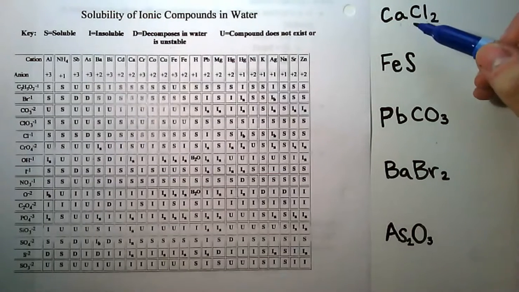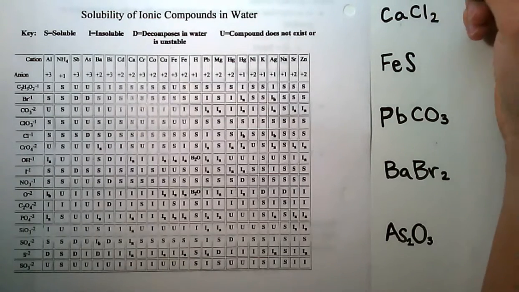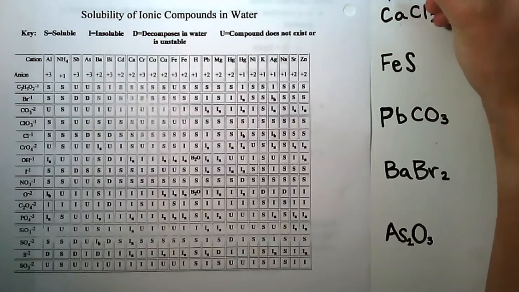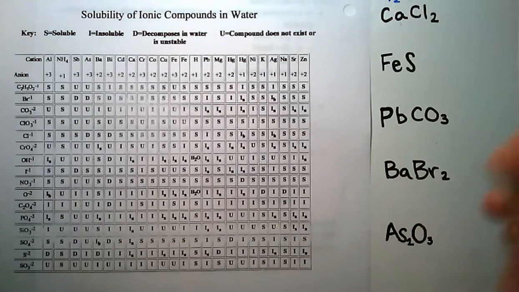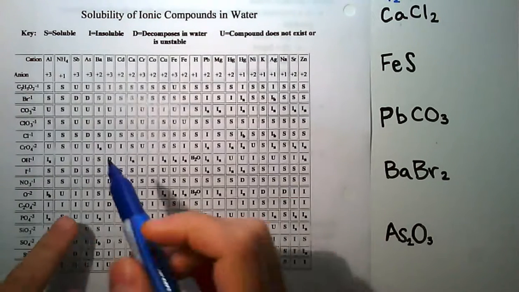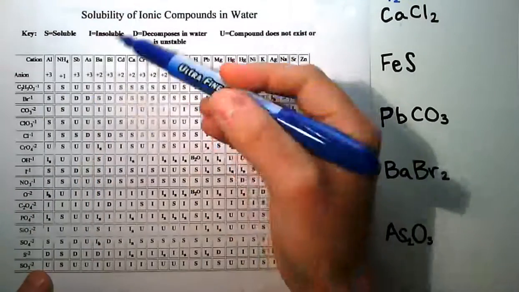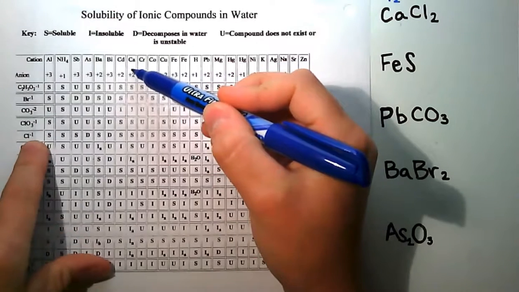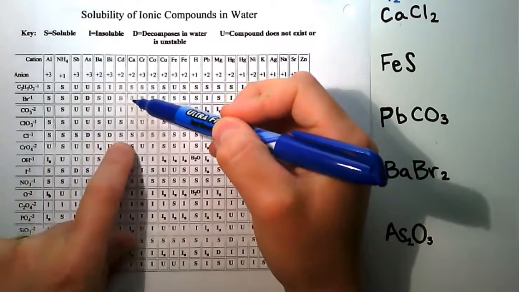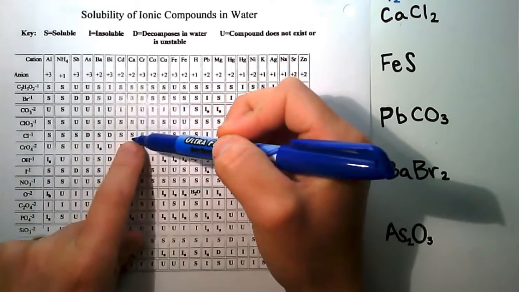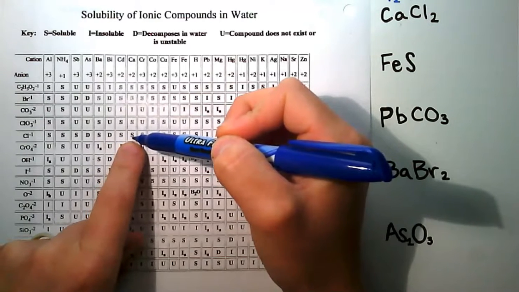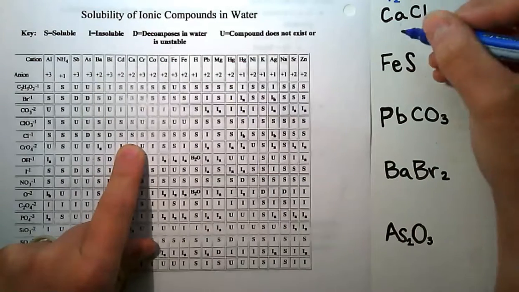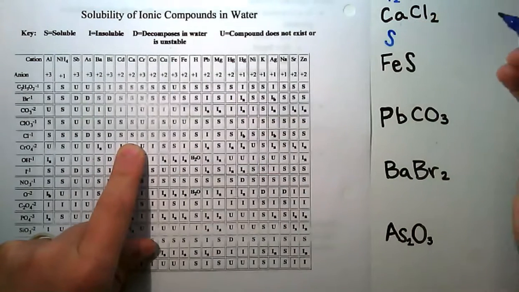Okay, so CaCl2. The positive ion, or the cation, is the calcium, which has a +2 charge, and the chlorine is the negative ion, which has a -1 charge. So we're going to look across the top for calcium, and that's right here, and across the side for chlorine, which is right here. Then we bring our fingers together carefully, and the symbol that we get to is S. S means soluble.